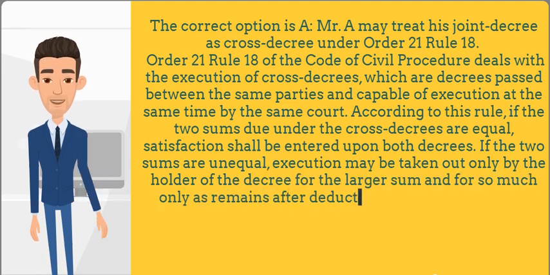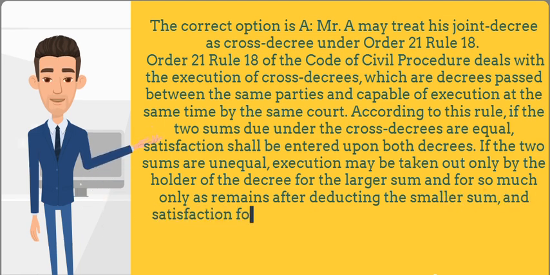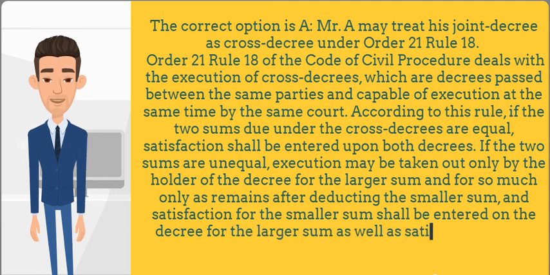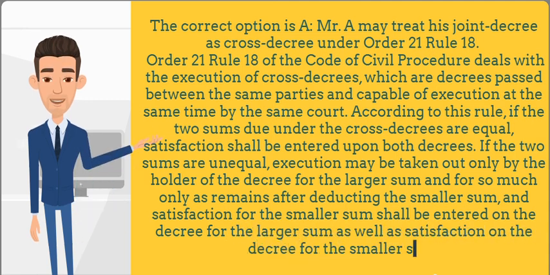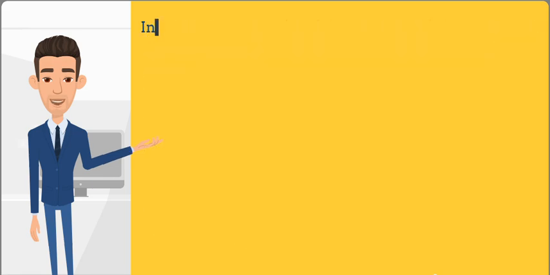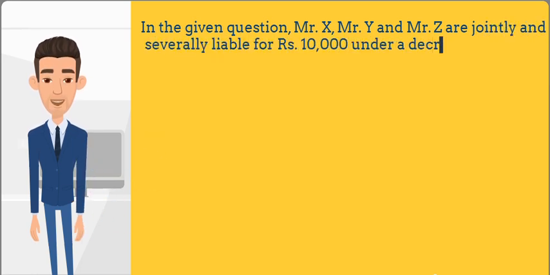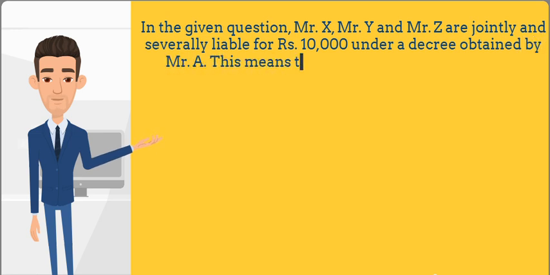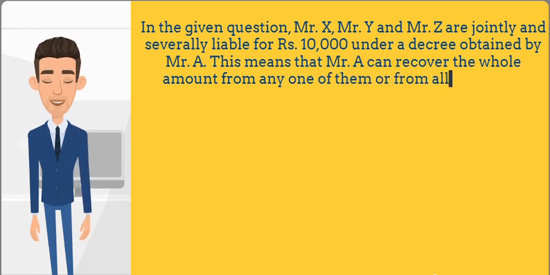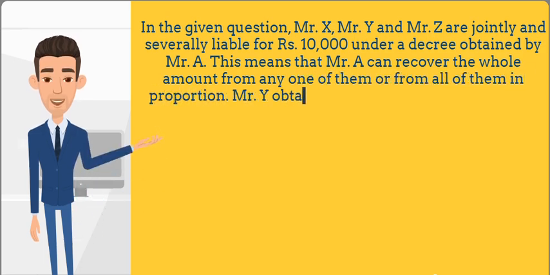If the two sums are unequal, execution may be taken out only by the holder of the decree for the larger sum and for so much only as remains after deducting the smaller sum, and satisfaction for the smaller sum shall be entered on the decree for the larger sum as well as satisfaction on the decree for the smaller sum. In the given question, X, Y and Z are jointly and severally liable for 10,000 rupees under a decree obtained by Mr. A. This means that Mr. A can recover the whole amount from any one of them or from all of them in proportion.